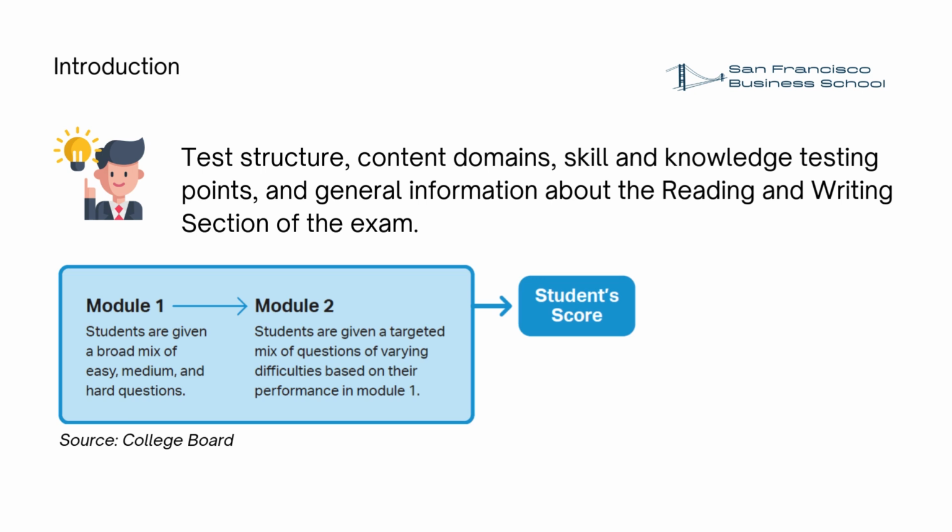The questions in this second module are broadly targeted to the test taker's achievement level based on how they performed in the first module. Questions are either on average, higher difficulty, or lower difficulty than questions in the first module. This means that the test adapts to present questions that are more appropriate to a student's performance level.